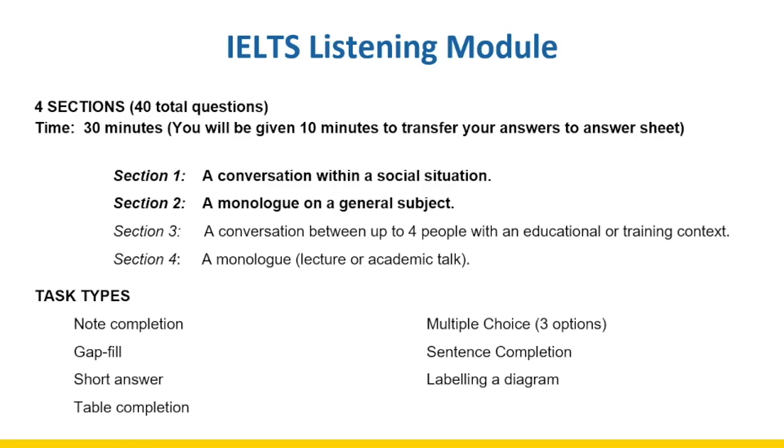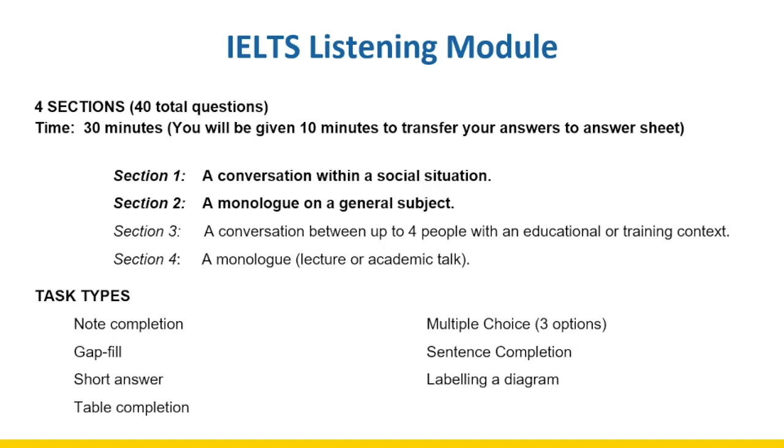In the IELTS test, you'll see 4 different sections. Section 1 is going to be a conversation within a social situation. Section 2 is going to be a monologue on a general subject. Section 3 is going to be a conversation between up to 4 people with an educational or training context. And the last section of the test, section 4, is a monologue, lecture, or academic talk. Most of the time, sections 3 and 4 are the most difficult ones for students, so you have to really try to do your best when you are completing sections 1 and 2.